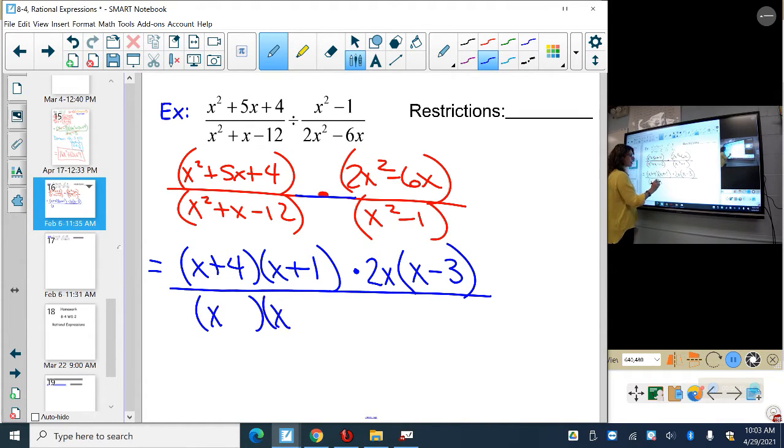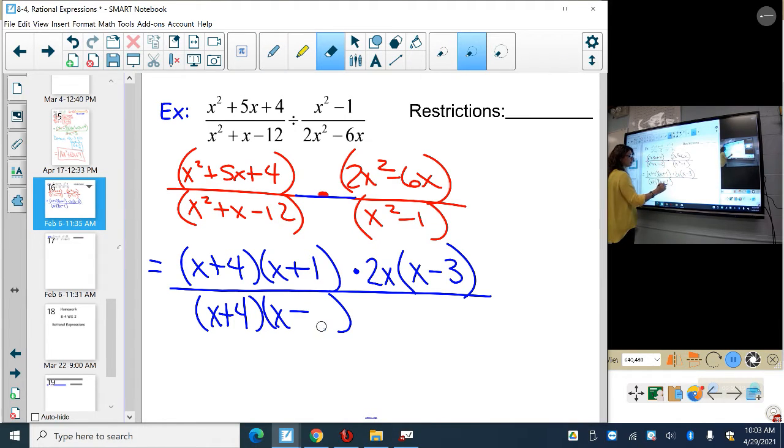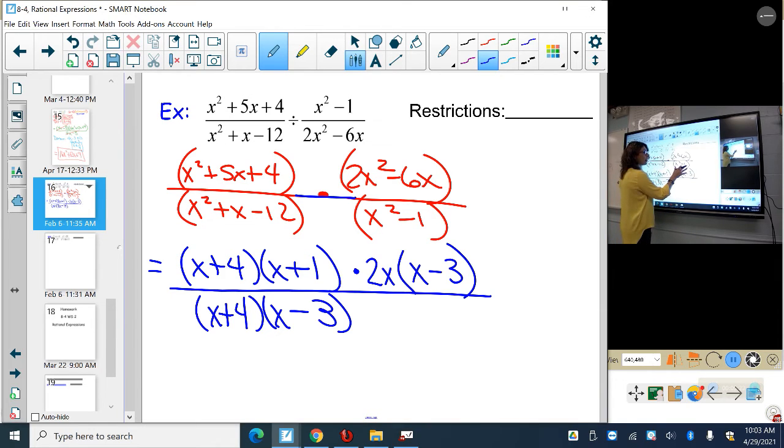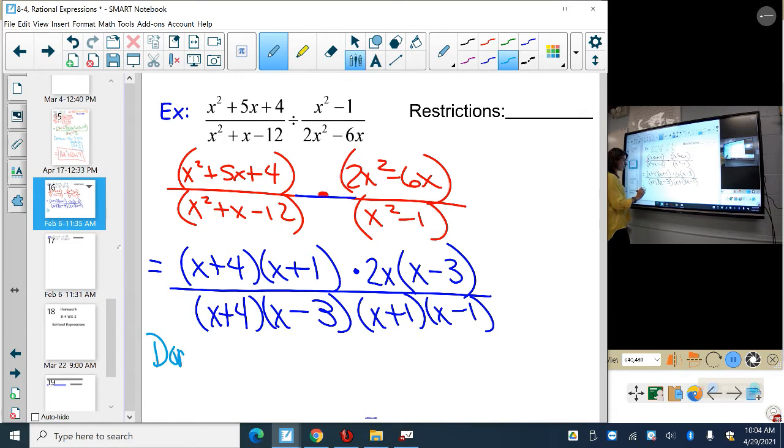Factor this into two binomials. That's going to give me an x and an x. Factors of 12 that are going to give me 1. How about a plus 4 and a minus 3? Wrote the wrong number there. Okay, over here, this is the difference of squares formula, so that's going to be x plus 1, x minus 1. So everything is completely factored, so now I need to do my domain restrictions.